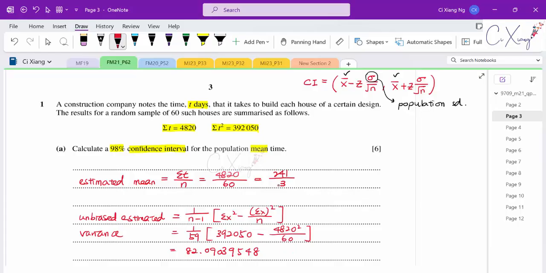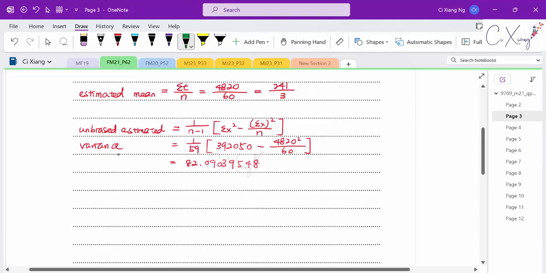So we have the sample mean, which is the same value as the estimated mean. We have the unbiased estimated variance. Now, to get the confidence interval, we need to find the value of Z. This value of Z depends on the confidence level of the confidence interval. We have a 98% confidence level. 98% means that to find the value of Z, it actually covers like this.